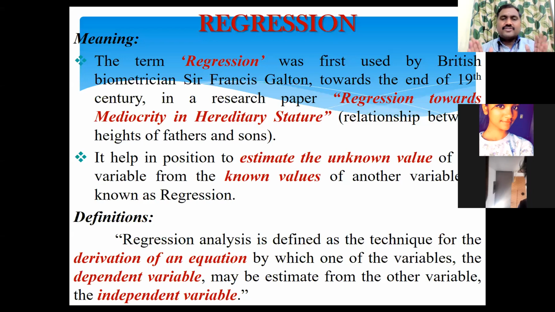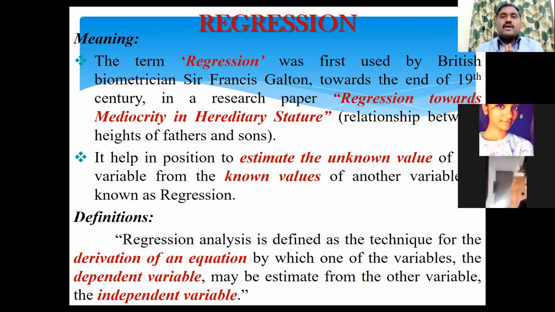In correlation, you can find the relationship between the two variables. Either can be a dependent variable, or both can be independent variables. That doesn't matter in correlation, but I need to find the relationship. Whereas in regression, you have to find the impact of one variable on the other variable, Y on X, X on Y. That means the unknown value of one variable from the other variable.